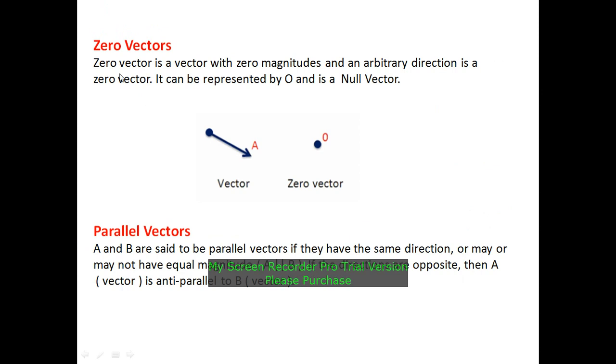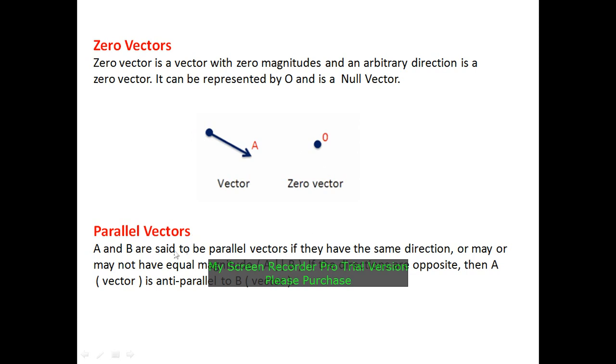Then it is the zero vector. A vector with zero magnitude and arbitrary direction is a zero vector. It can be represented by O, or it is also known as a null vector. So this is the zero vector. Vector A has some magnitude, but here there is no magnitude, so it is a zero vector.